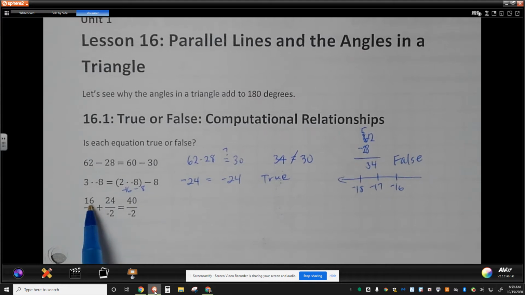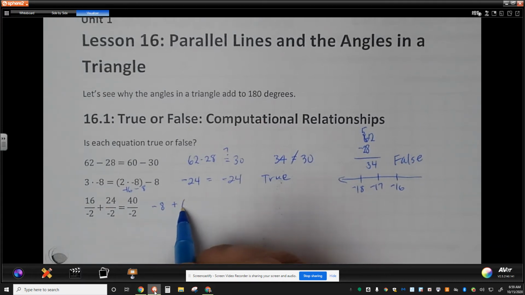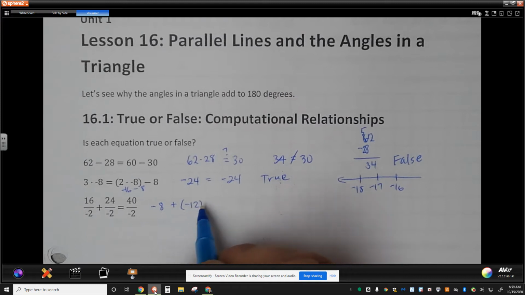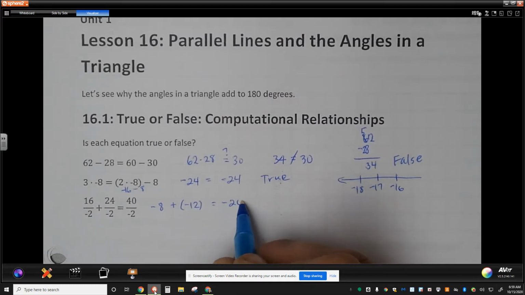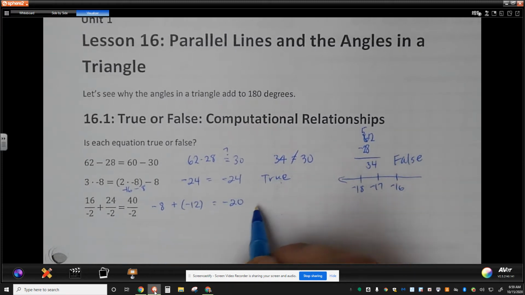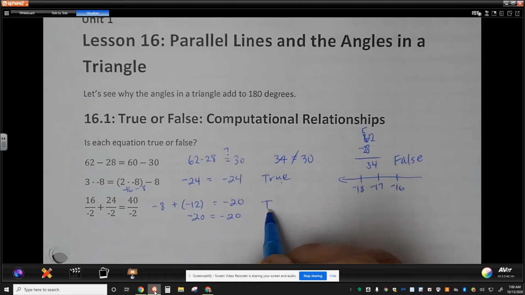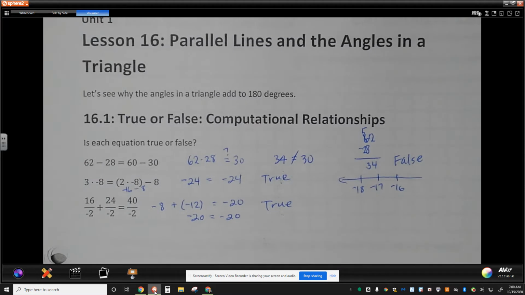The final one, 16 divided by negative 2 plus 24 divided by negative 2 equals 40 divided by negative 2. Let's simplify each of these fractions to make this negative 8 plus negative 12 equals negative 20. Well, I know that 8 and 12 is 20, and when I have a negative plus another negative, I'm just increasing the values of those negatives, making this negative 20 is equal to negative 20. So the third statement is also true.